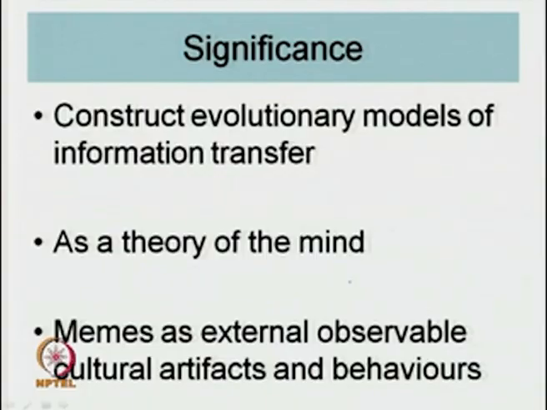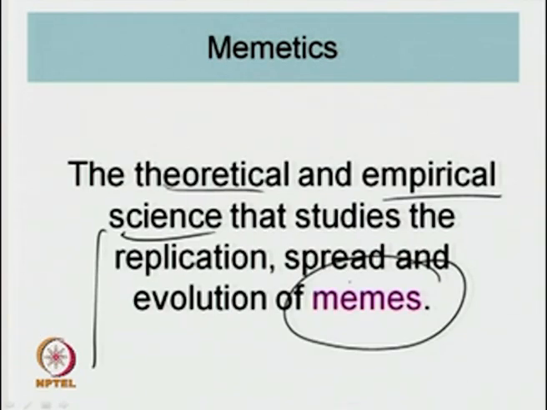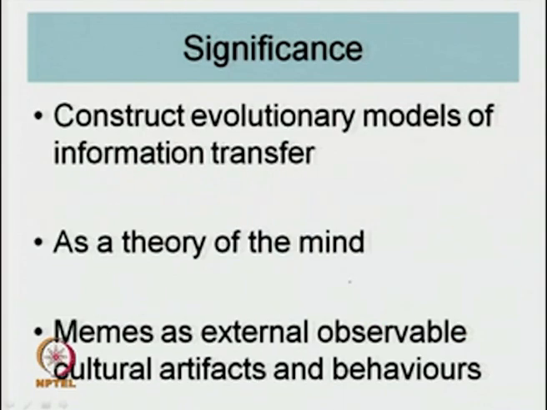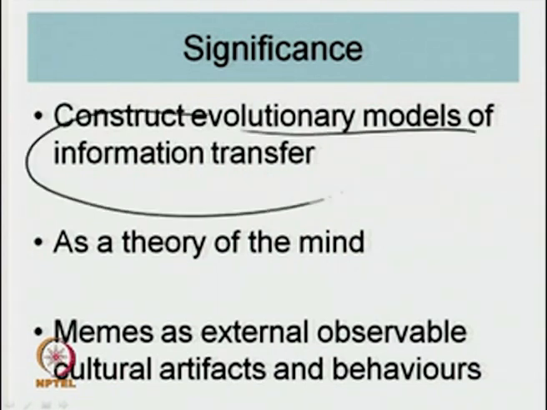Now, what is the significance of studying memetics? Again, memetics is the theoretical and empirical science that studies the replication, spread and evolution of basic cultural units known as memes. So, they construct evolutionary models of information transfer. This is important. Information transfer from brain to brain, also knowledge transfer eventually from brain to brain, can be modeled along evolutionary processes, like we have done the modeling of the evolutionary processes of the gene.